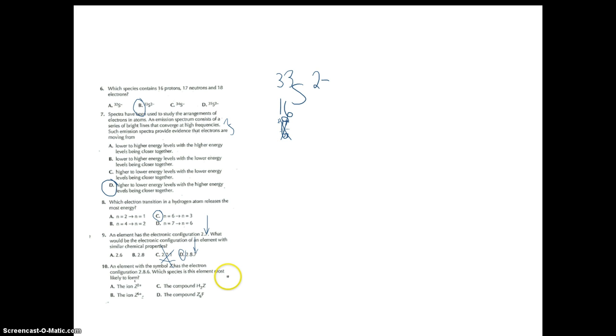Question number 10 says an element with the symbol Z has the electron configuration 2, 8, and 6. Again, more of an electron arrangement. Which species is this element most likely to form? All right, so its symbol is Z, and if it has 6 valence electrons, that means it's only 2 electrons away from gaining a full outer energy level. So this is likely to form a -2 ion if given a chance. It'll pick up those 2 more electrons.